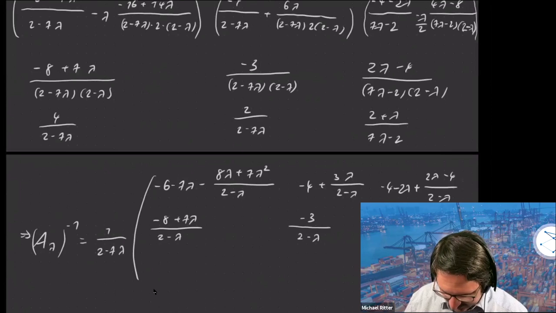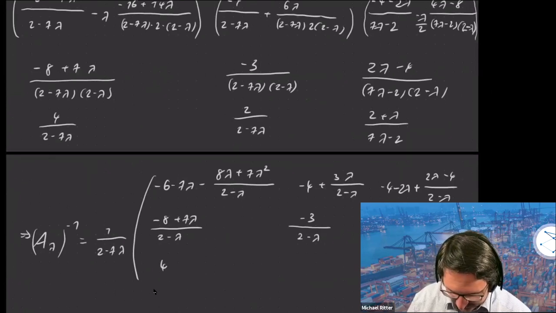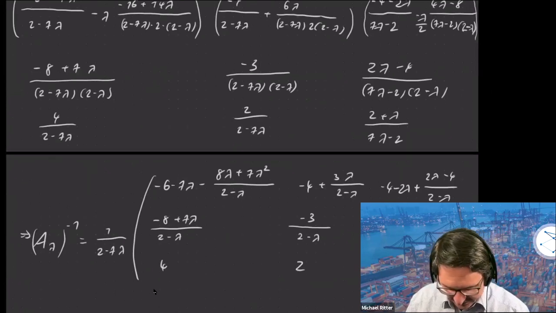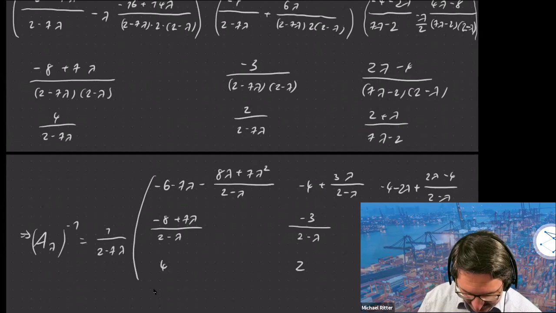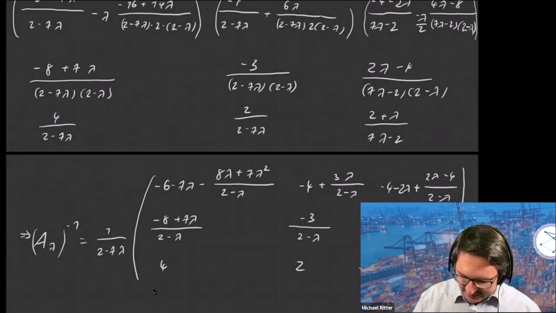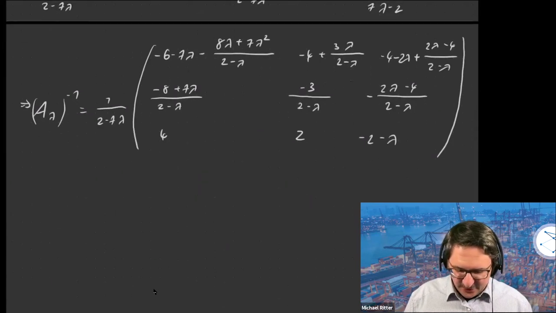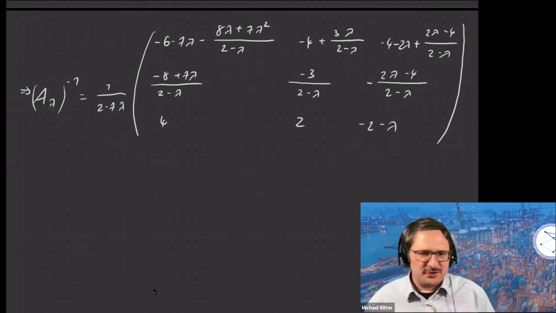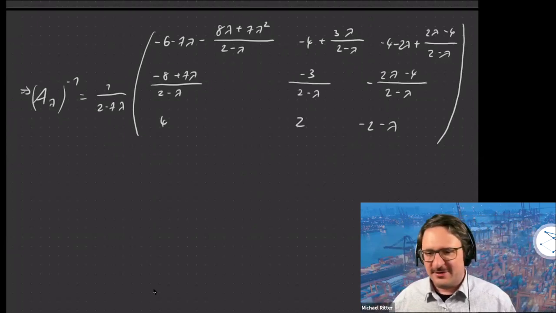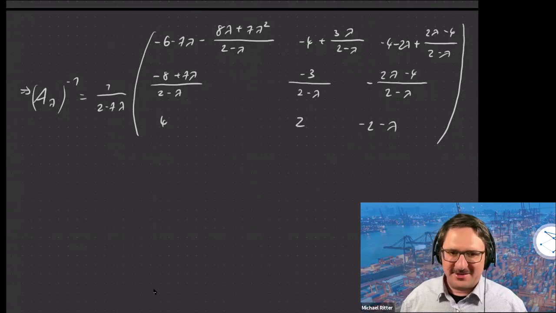And last row, that's a 4, a 2, and again 7 lambda minus 2 here in that last factor instead of the reverse. So this is minus 2 minus lambda. And I really hope I didn't mess up there. I think we can just leave it at that. Of course, you can simplify a little more if you want to, but it's not really that necessary.